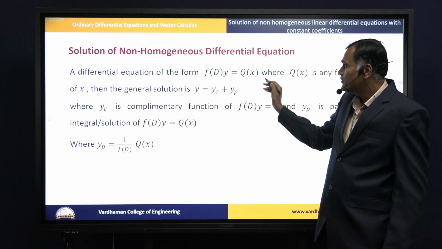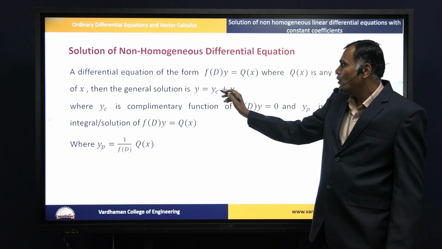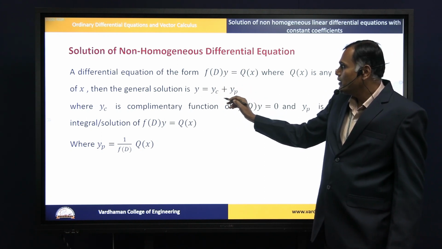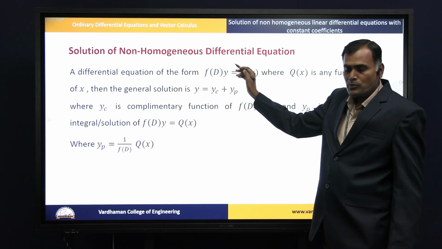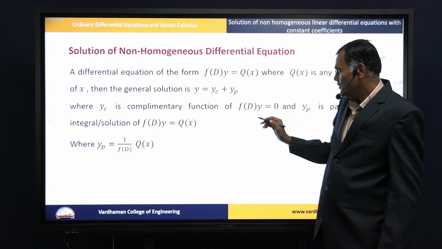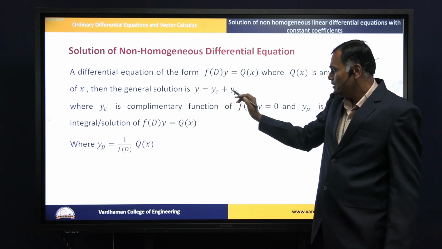Now the general solution of this equation is of the form y equals yc plus yp. Here yc is nothing but the complementary function of this differential equation, and yp is nothing but the particular integral of this differential equation. Yc, or we can say CF.